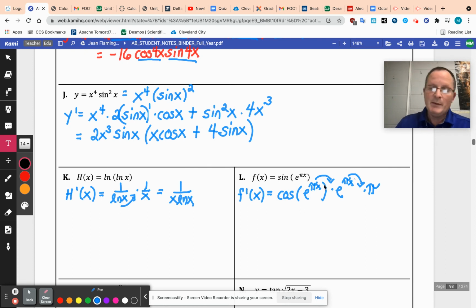Not much we could do. Maybe put the pi up front. I'm just going to rearrange it. Pi, e to the pi x, and then put the cosine at the end.